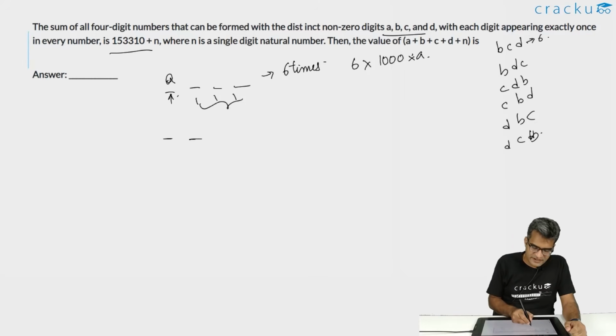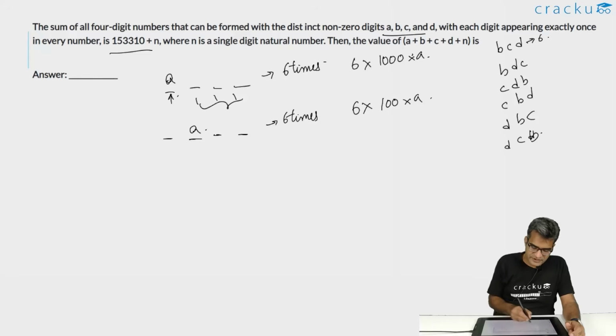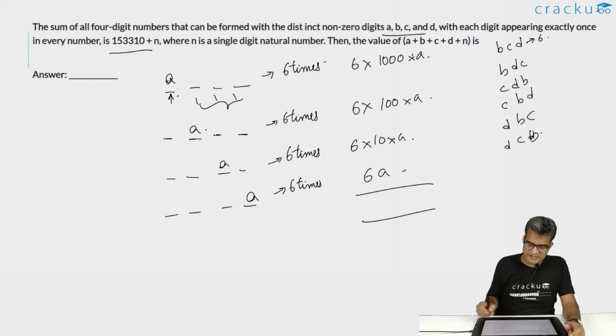Similarly, a will be in the hundreds place 6 times, and the amount that is contributed is 6 into the place value, which is 100 into a. Similarly, a will be in the tens place 6 times, and it contributes 6 into 10 into a to the sum. And finally, it is there in the units place 6 times, and it contributes 6a. So the total that is contributed by a to the sum is 6666 into a.